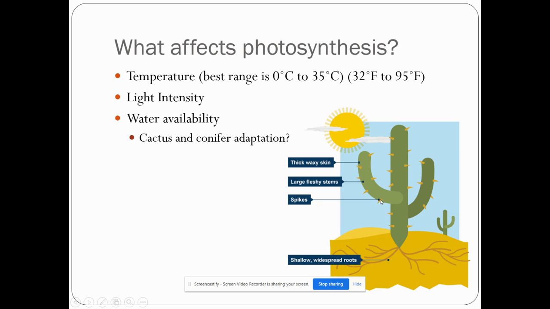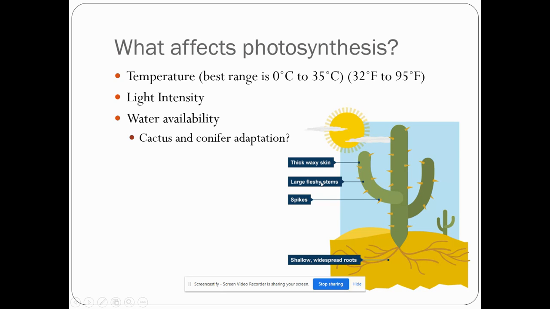Spikes to prevent creatures from eating them. Okay. A thick, waxy skin. If you remember back when we talked about lipids, okay, wax is a kind of lipid. And remember, lipids don't mix well with water. So a thick, waxy coat on there is going to help basically hold the water inside. So whatever water the cactus can get, it stays there. And then a large fleshy stem to retain some of that water.